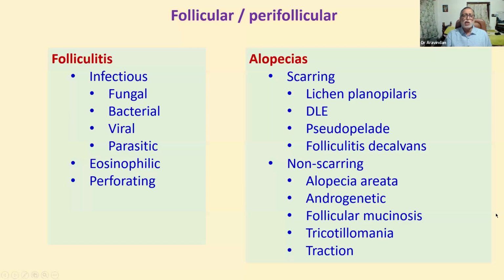And this is a list of follicular and perifollicular lesions. Folliculitis may be infectious, eosinophilic, perforating, as I said. Infection can be fungal, bacterial, viral. Then scarring and non-scarring alopecias. Two of the common scarring alopecias are lichen planus and DLE. And pseudopelade is another cause, which has an end-stage kind of look. Non-scarring alopecias, of course, alopecia areata and androgenetic alopecia are the common ones.